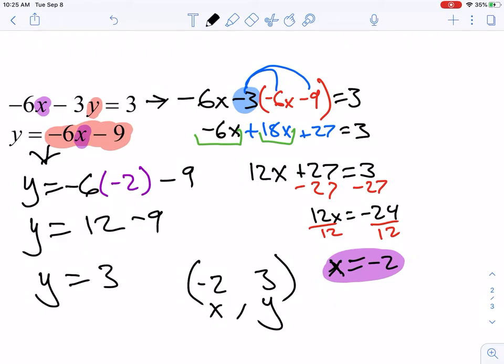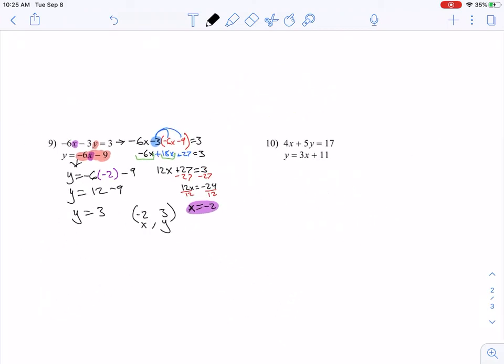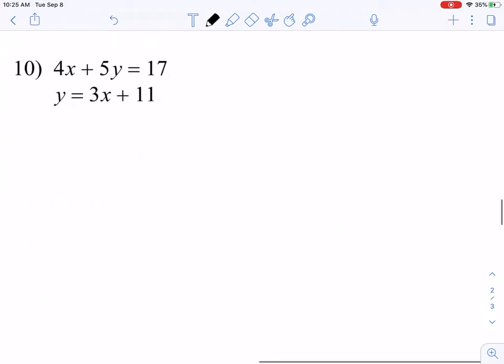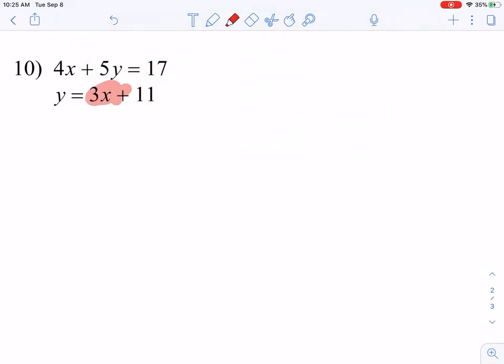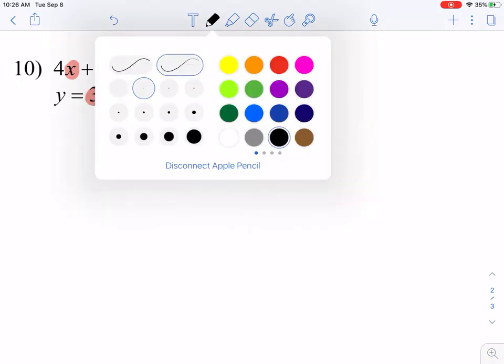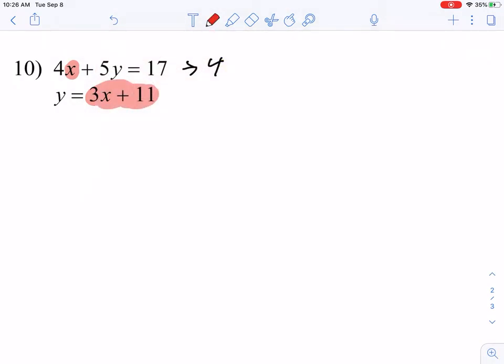All right. Let's take a look at number 10. Number 10, we have 3x plus 11, and we are replacing that for x in this top equation. So we have 4, and then we're replacing, oh, nope.